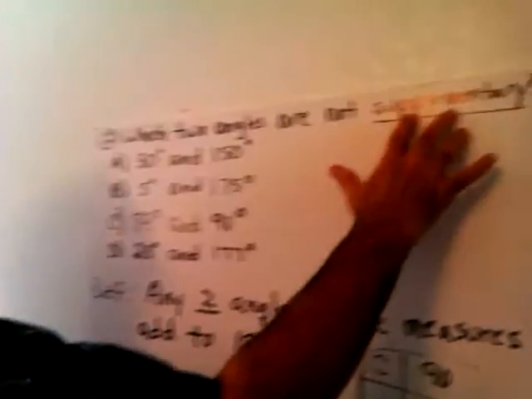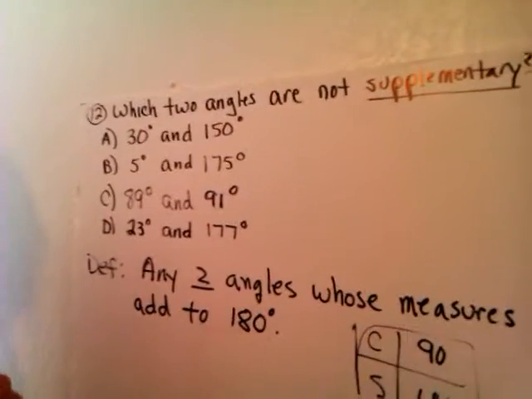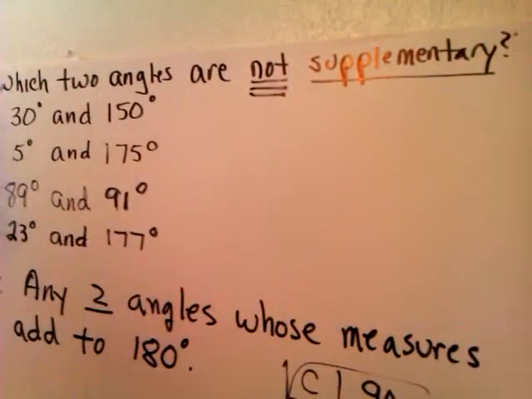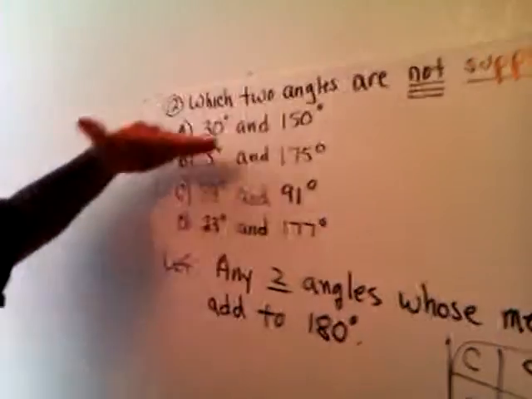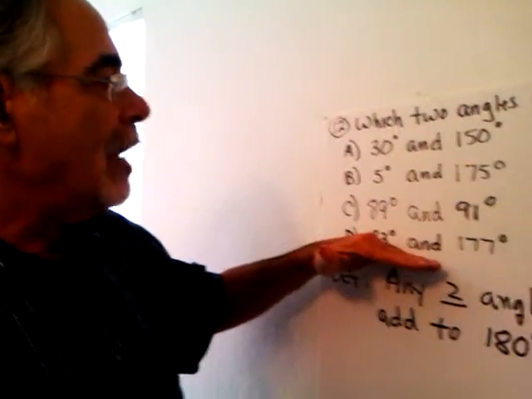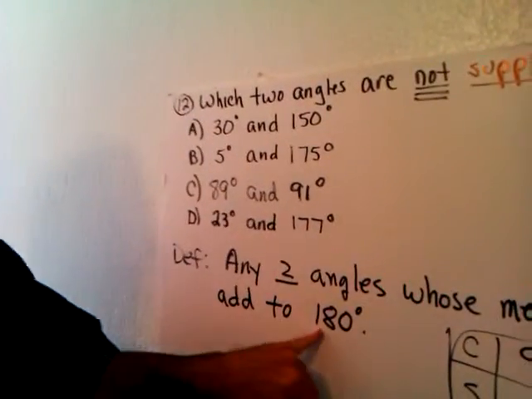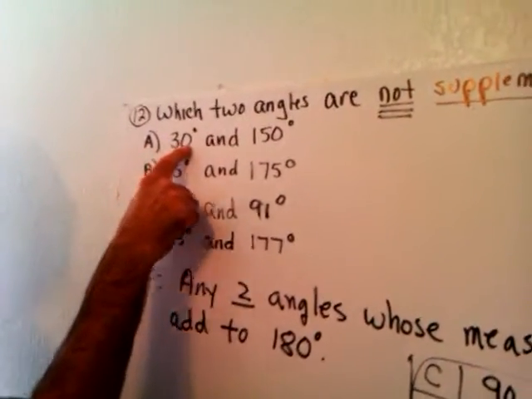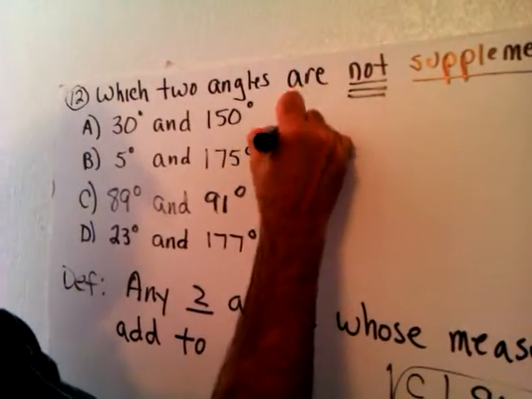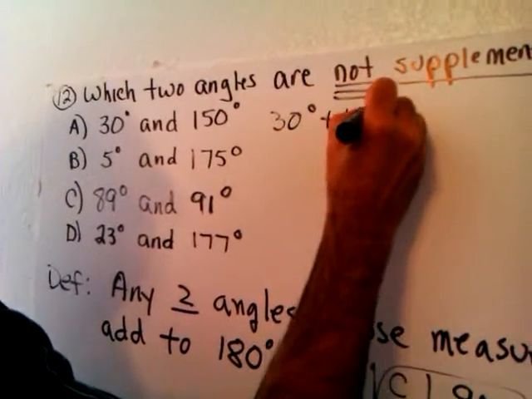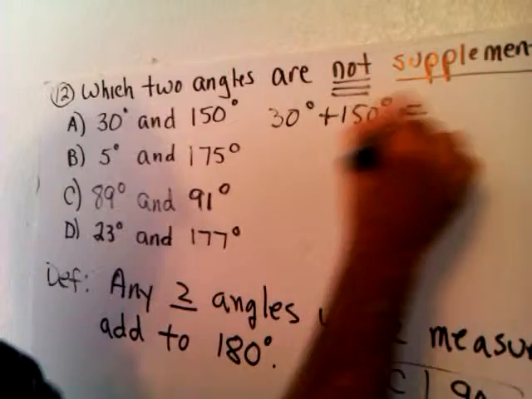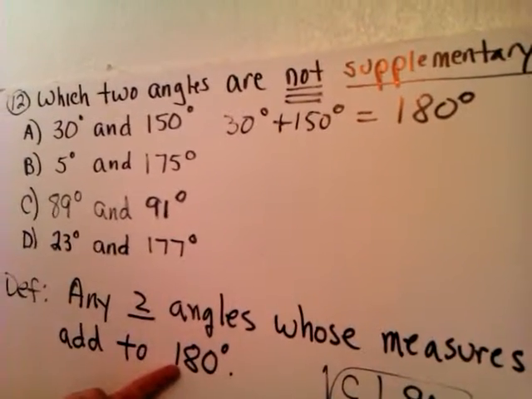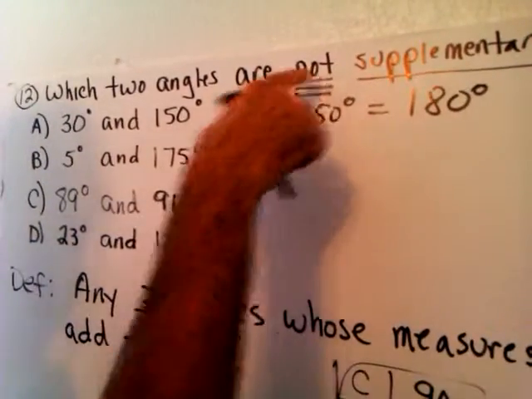So now that we know that supplementary angles have to add up to 180 degrees, the question is asking which two are not supplementary. So obviously what we must do is go through each one and add them up and see which one doesn't equal 180 degrees. So if we start with the first choice, we have 30 and 150. 30 degrees plus 150 degrees, just by simple numerical addition, is 180 degrees. So that does meet the definition of supplementary angles, but it does not answer the question.